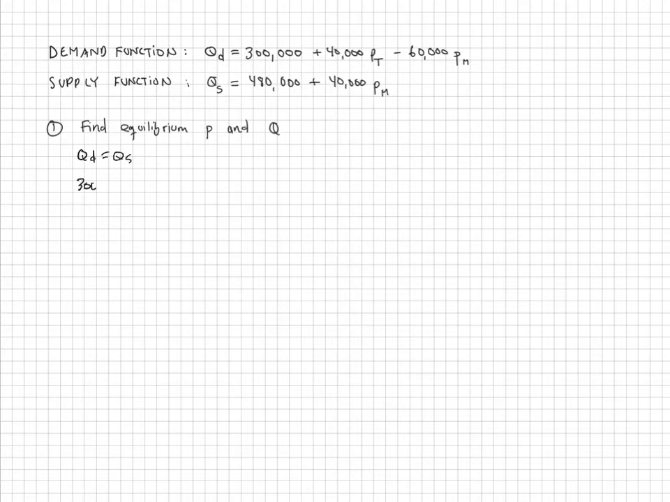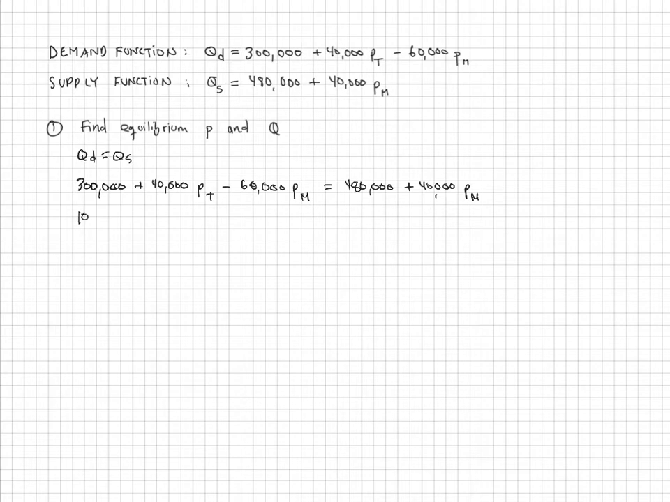So we have 300,000 plus 40,000 PT, that's the price of a taxi ride, minus 60,000 PM, price of metro, equal to 480,000 plus 40,000 PM. Of course, we're looking for equilibrium price in the market for metros, so we have to put PM separate and alone on the left hand side.